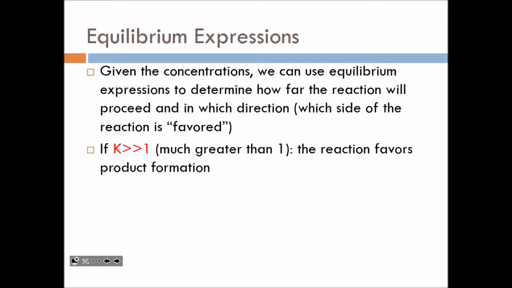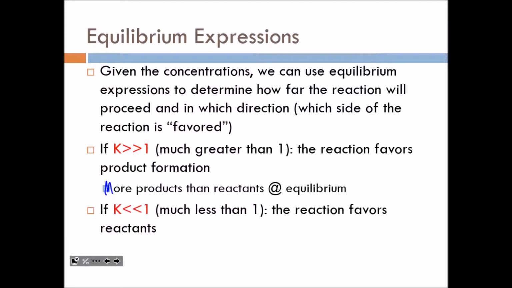Before we get there, hold on, let's talk about what the K value will mean once we calculate it. K is greater than 1. That means that the reaction favors product formation, and you're going to have more products than reactants at equilibrium. So if K is greater than 1, you know you have more products. The equilibrium position lies on the product side, and products are favored. So you have more products than you do reactants.